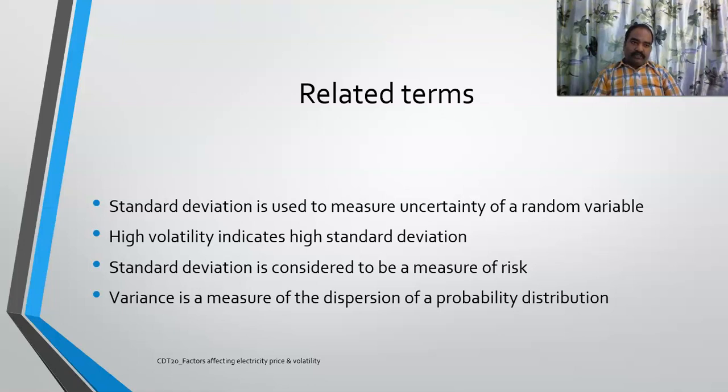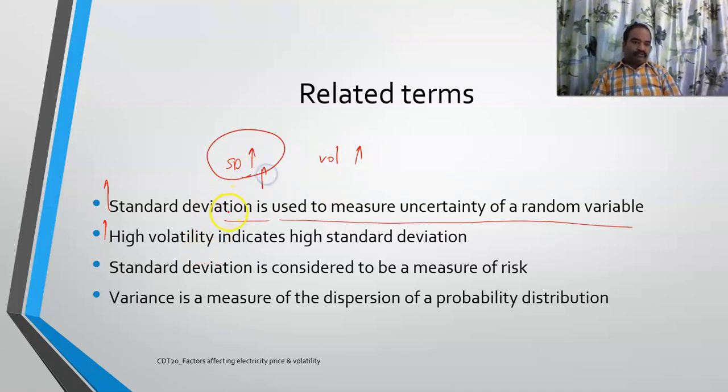So as already mentioned, historical volatility is nothing but the annualized standard deviation of the price changes. Standard deviation is used to measure the uncertainty of a random variable. So if standard deviation is high, then the volatility will be very high. It itself is considered to be a measure of risk. Standard deviation is generally represented by sigma, and it is the square root of variance. So if variance is high, standard deviation is high. If standard deviation is high, volatility is high.